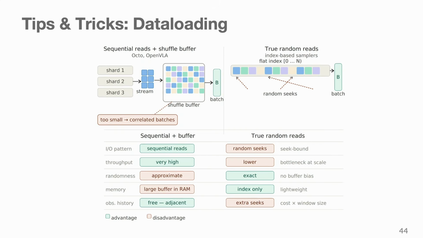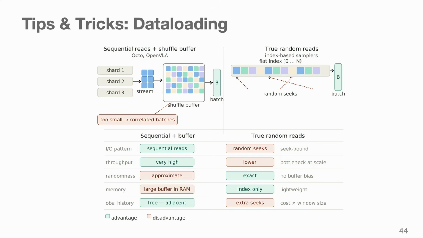Now also let's talk about a practical but often overlooked topic. How do you actually load data during training? Because this matters more than you might think. So there are two main strategies. On the left, you can see sequential reads with a shuffle buffer. This is what, for example, we use for Octo, and OpenVLA also uses. So you stream data sequentially from shards into a buffer, and then you sample a batch from there.